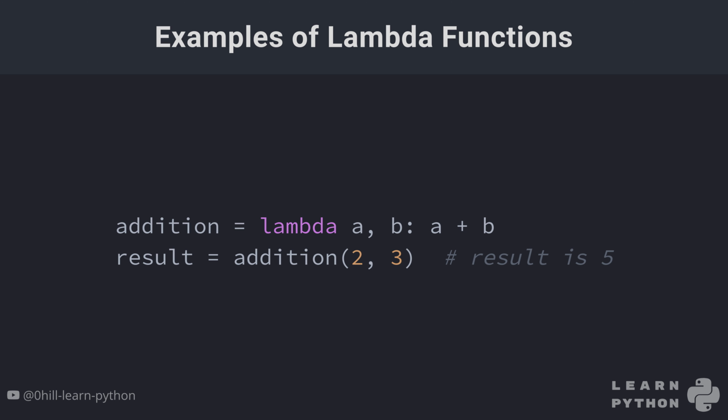2. Sorting with custom key. fruits = ['apple', 'banana', 'cherry']; sorted_fruits = sorted(fruits, key=lambda x: len(x)), which sorts by length of names. 3. Event handling in GUI. button = Button(root, text='Click me', command=lambda: print('Button clicked')).